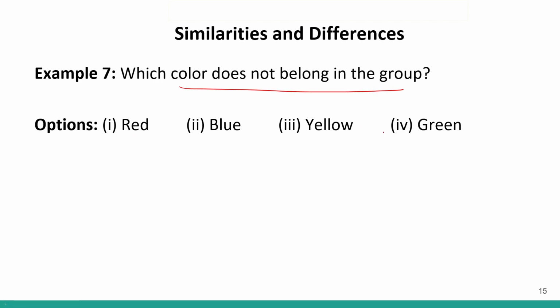So here we use a concept of primary colors and secondary colors. For your reference, I'll write down: primary colors are which colors? There are 3 primary colors. First is red, second is blue, and third is yellow. These are the primary colors.